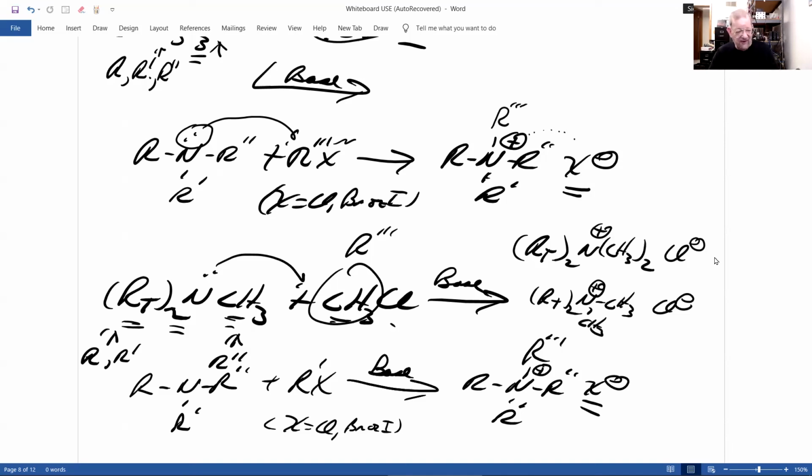Now, this reaction is near and dear to my heart. I know this reaction as well as anybody, probably better than most people who've ever worked in organic chemistry, because the company I work for, we use this reaction to make millions of pounds of this fabric softener, ditallow dimethyl ammonium chloride.